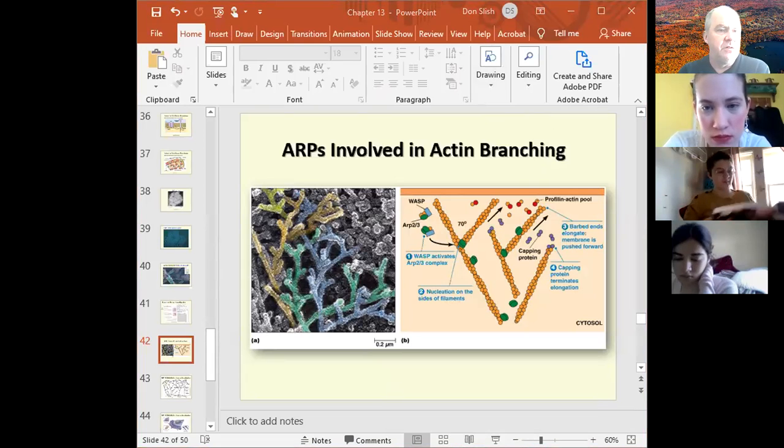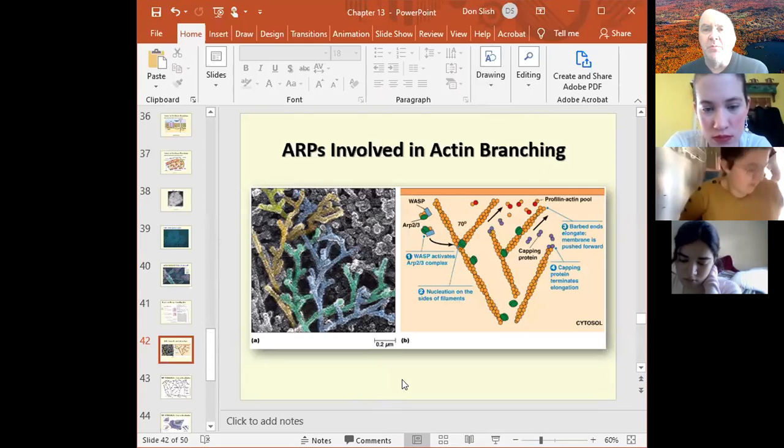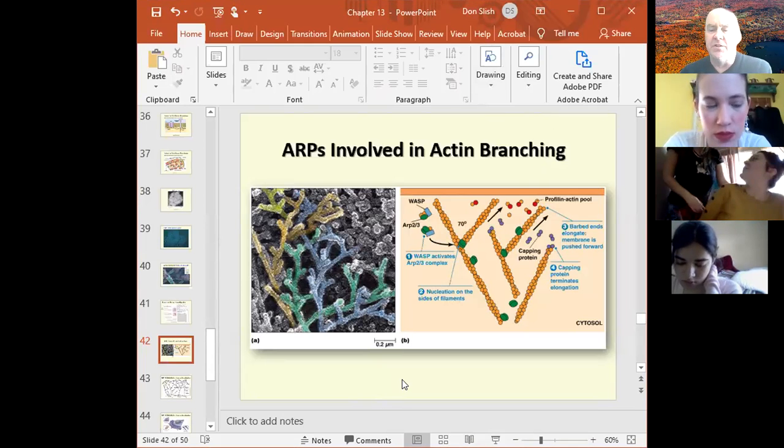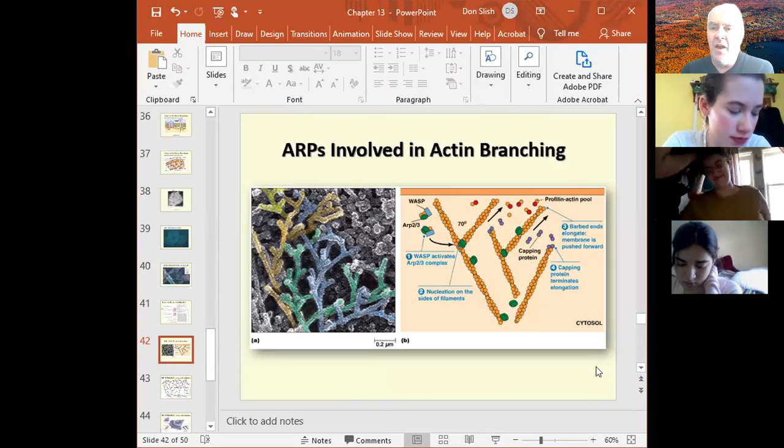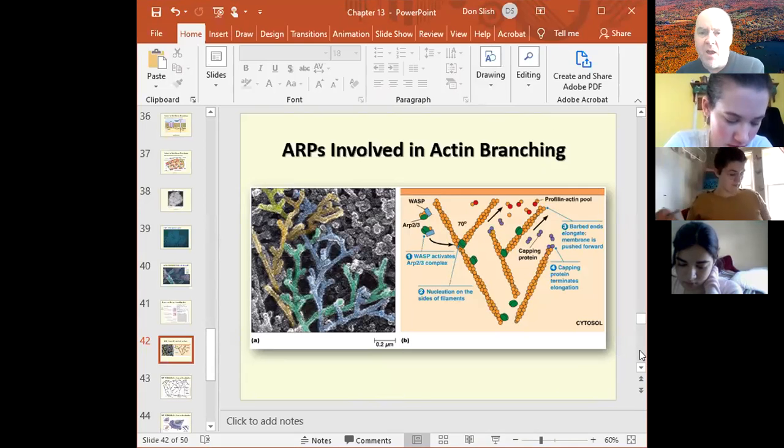Okay, polymerization. So how do we do this polymerization? Again, everything in the cell is controlled by proteins. So every step along this process will have proteins that are part of it.